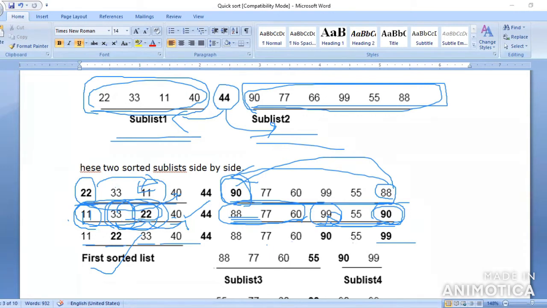Okay. So what we'll do with 99: compare 99 with 88, 77, 60, 90, 55. All the elements are less than the pivot element 99. So all the elements are in order as per the pivot element, but it is not in the sorted order.